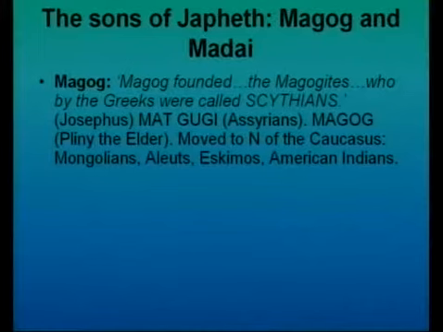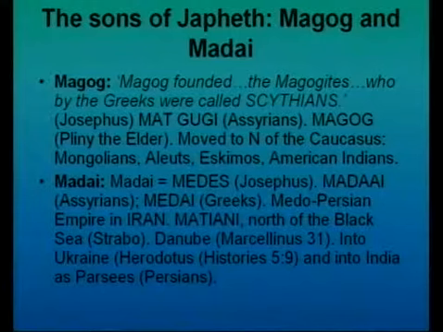Now Magog was the father of the Scythians, according to Josephus. And what a great name here, the Assyrians call them the Makgugi. They were known as Magog quite late on by Pliny, and they moved to the north of the Caucasian mountains. They spread through into the people we now know as the Mongolians, the Alawites, and right through across the Bering Strait to the Eskimos and the American Indians, spreading both in North and South America.